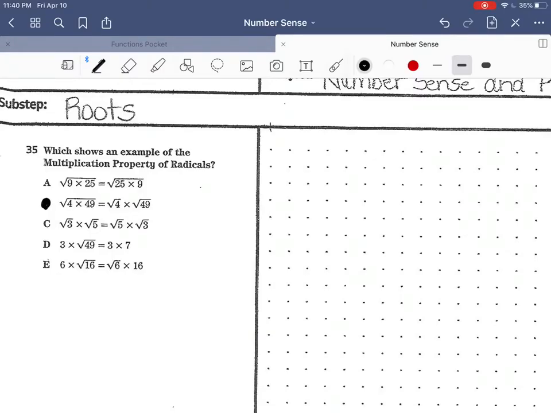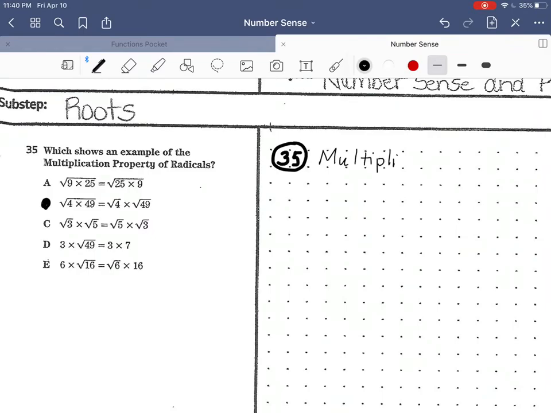Okay, we're looking at problem number 35. It says, which shows an example of the multiplication property of radicals? So before I even look at those answers, let me tell you what that property looks like.